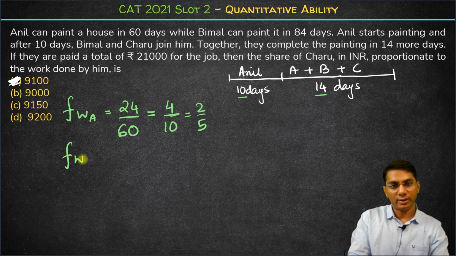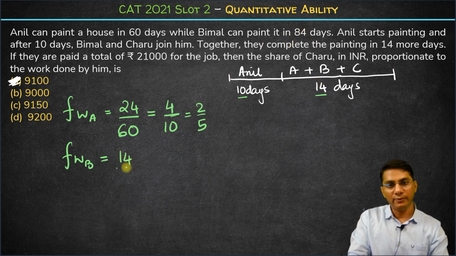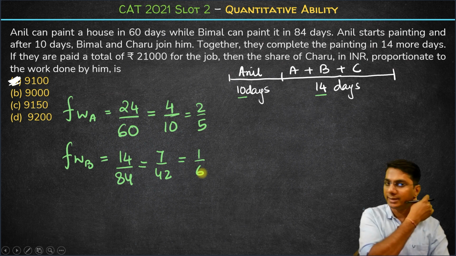Similarly, what would be the fraction of work done by Bimal? Bimal works for only 14 days and he could have completed the work in 84 days. So the fraction of work done will be 14 upon 84. This goes by 2, 7 times, this goes by 2, 42, and this comes out to be 1 by 6. So the fraction of work done by Bimal will be 1/6 here.